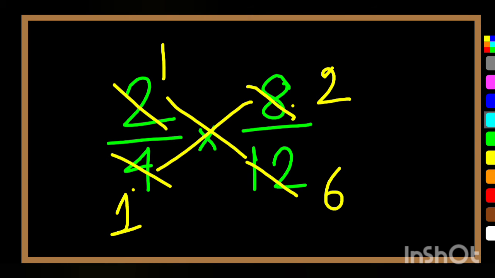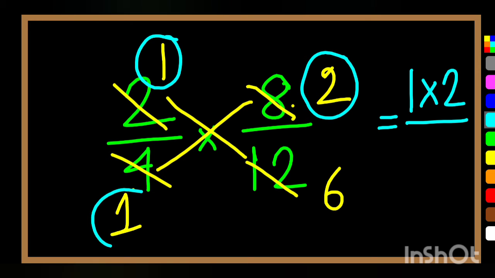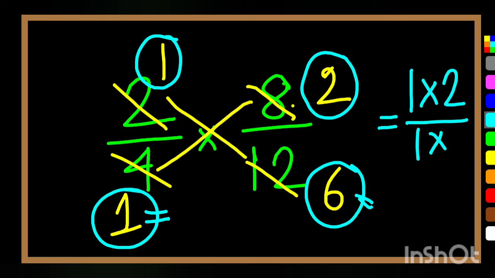Now here in the numerator we are getting 1. Here for the second fraction, after reducing we are getting 2. So in the answer we will write 1 multiplied by 2. Then this is the numerator. For the denominator we will check what are the reduced numbers. After reducing we are getting 1 here for the first fraction, and for the second fraction we are getting 6 here. So here we will get 1 into 6.